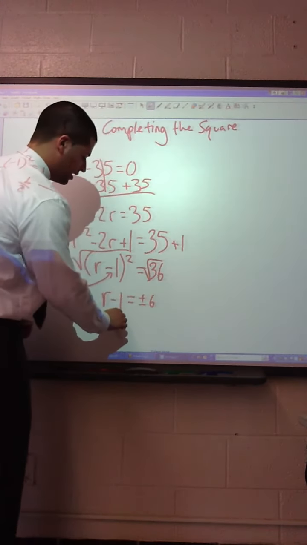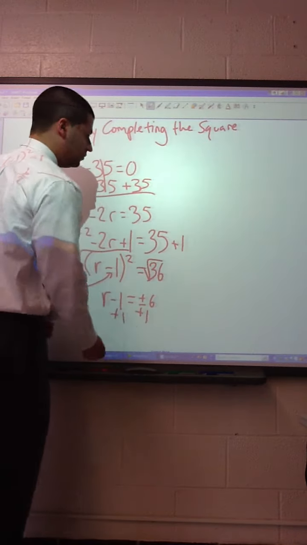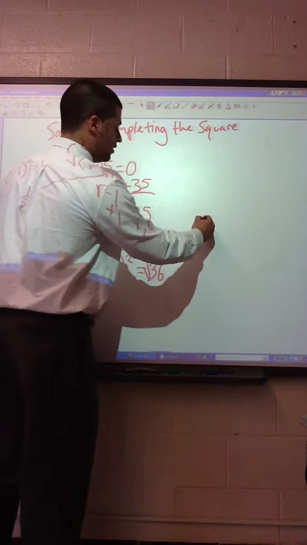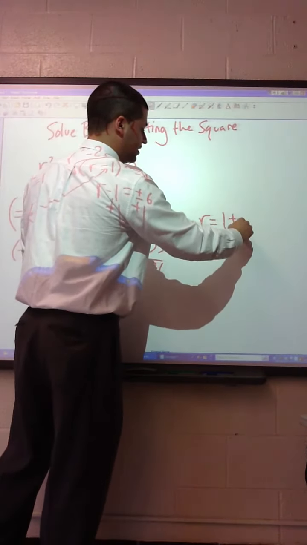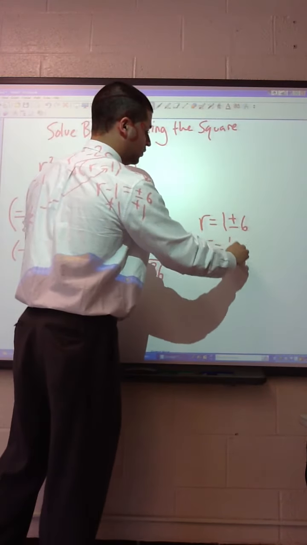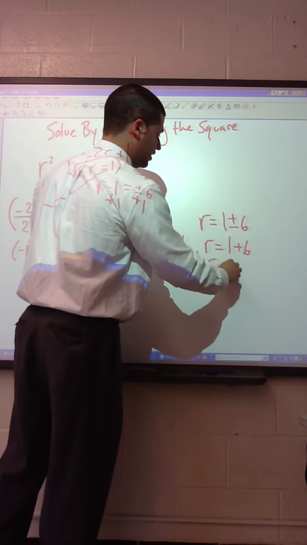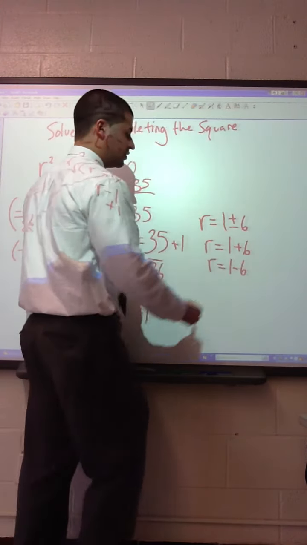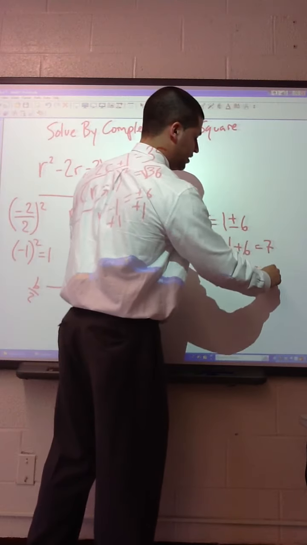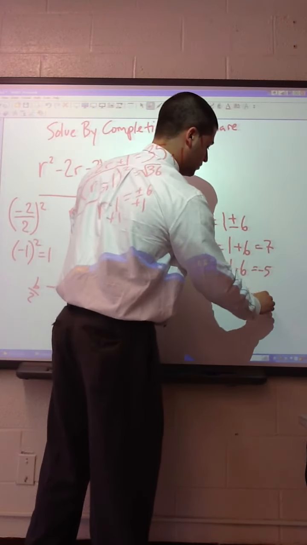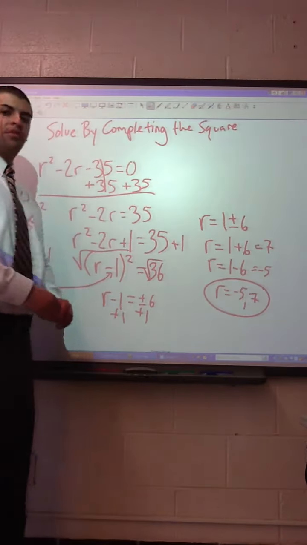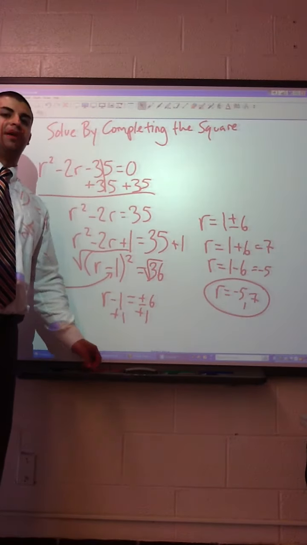So we can add 1 to both sides. So now we have a couple options for r. R either equals 1 plus or minus 6. So that's r equals 1 plus 6, or r equals 1 minus 6. So our two options are 7 and negative 5. And that's how we solve a fairly simple problem by completing the square.